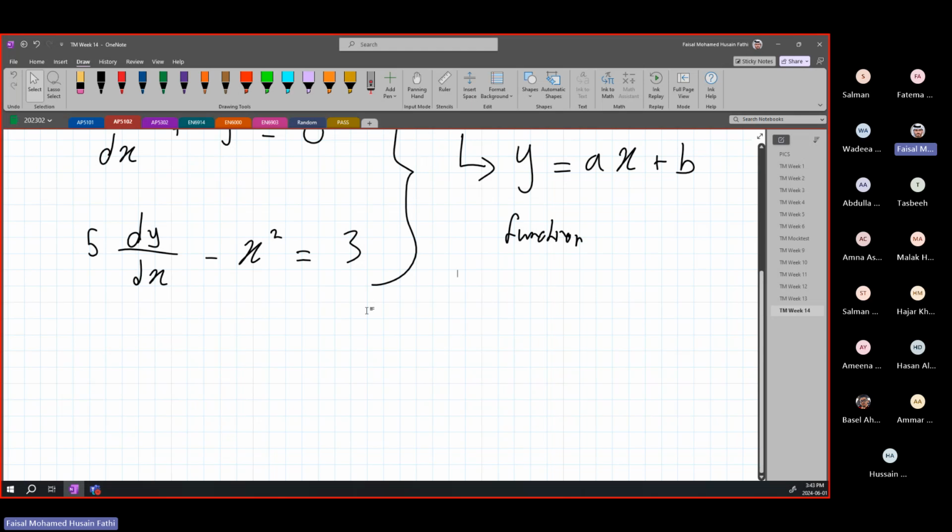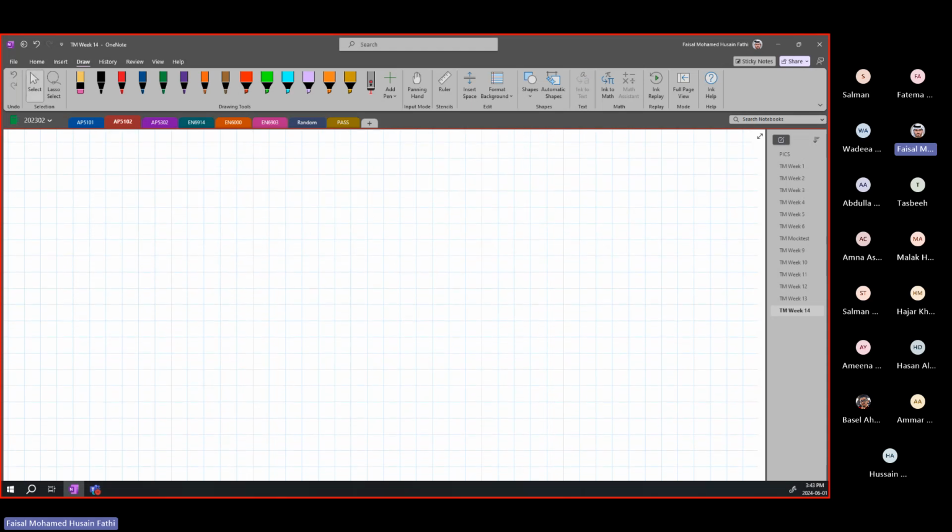And you need to be very well rehearsed in your integration. If you don't know integration well, it will be difficult for you, the integration part, not the solving of this, the integrating of this. And you will see how now. Let us take an example from the worksheet and start from there.